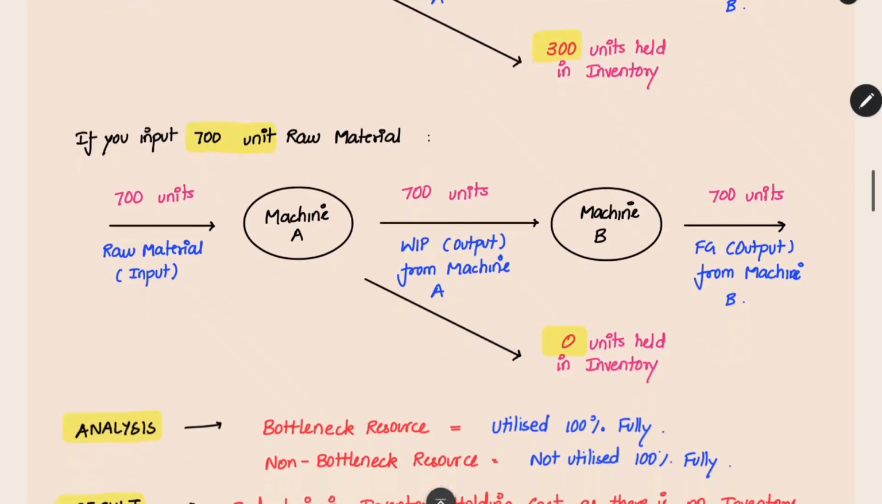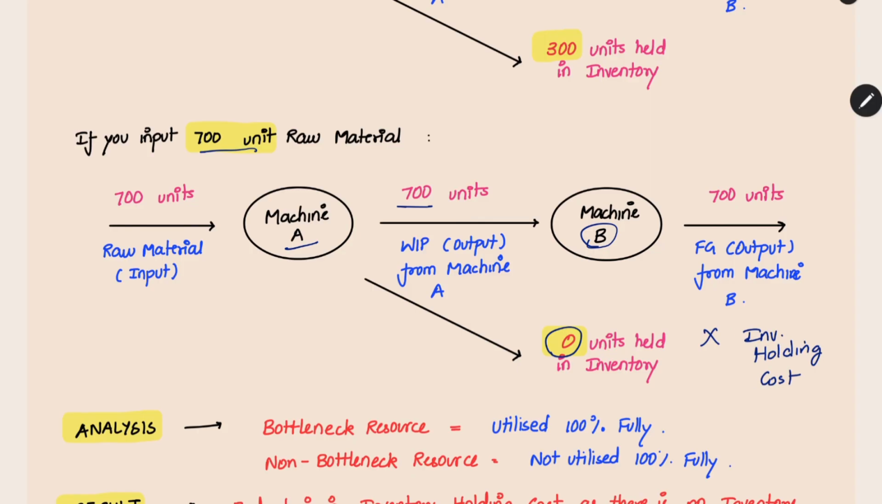Now, in the second example, if you input 700 units of raw material, what will happen? Machine A will process it without any problem because the capacity is 1000. Now, this output from machine A, machine B also will process 700 units without any problem because its maximum capacity is 700 units. So, you will have 0 units held in inventory. Here, no inventory holding cost will be incurred. This is the point which you have to remember.